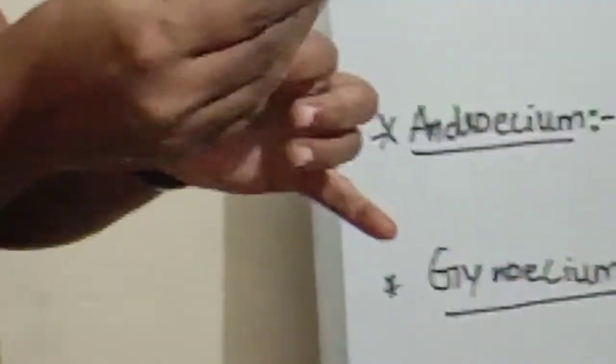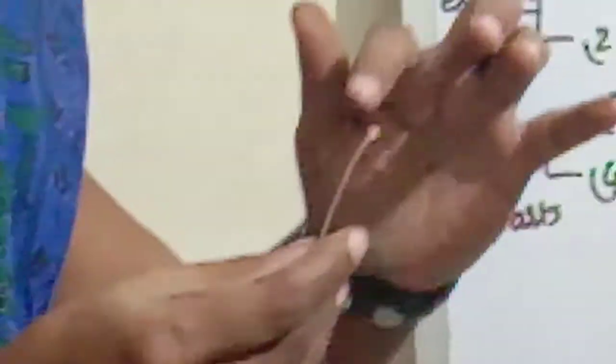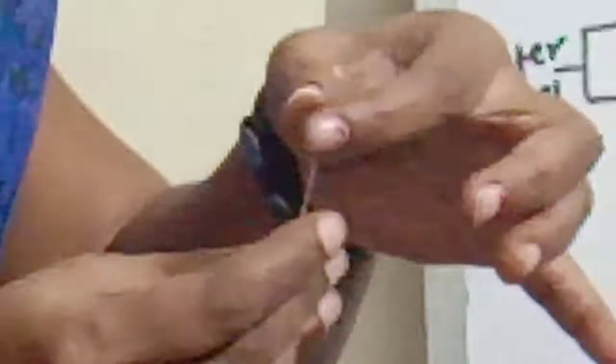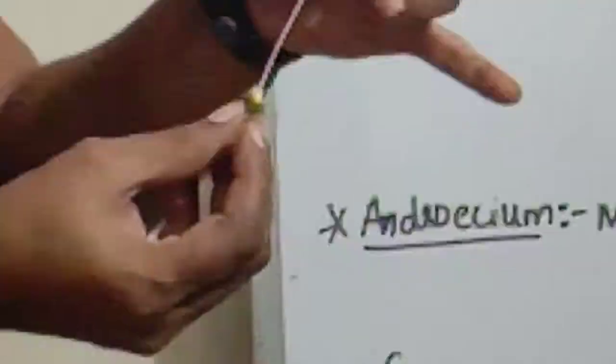Coming to the female reproductive part of the flower, it consists of this bead-like structure, which is known as the stigma, and this one is the style and this one is the ovary. These three structures together are called the pistil. Pistil is nothing but the female reproductive part of the flower.